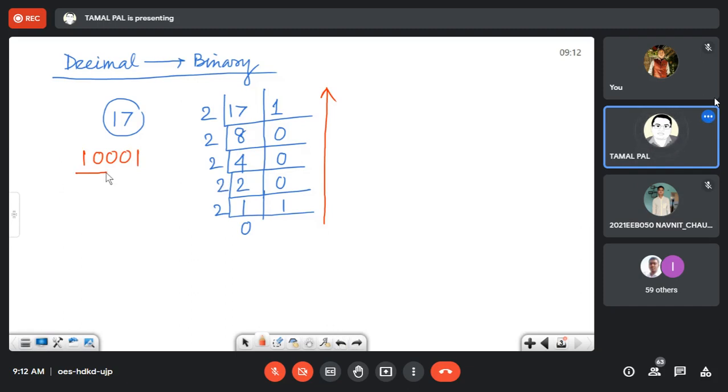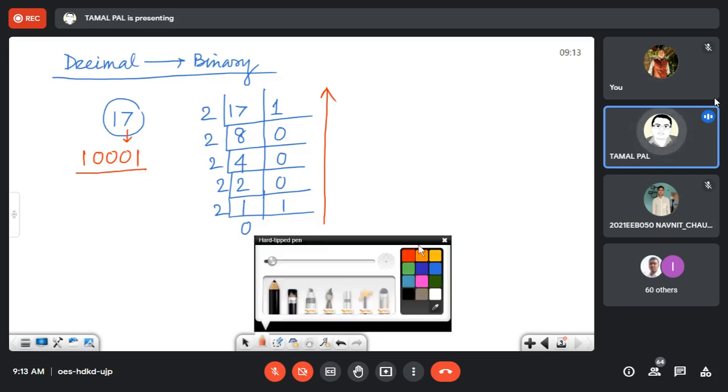But this is actually the binary equivalent of 17. But later you will know that there is unsigned and signed, which has some difference, but I am not getting into that topic. Roughly you know that it is the binary equivalent of 17. Okay. Let us do another example.